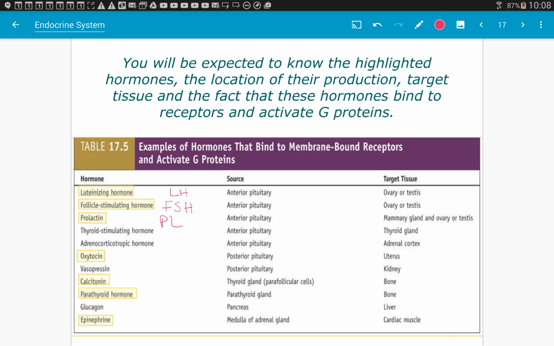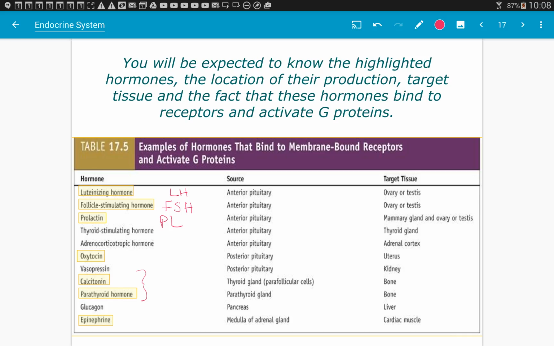Then oxytocin, calcitonin. We've heard of calcitonin before. It's one of the hormones that helps regulate blood calcium levels, along with parathyroid hormone. Okay, those two are involved with blood calcium levels, and then epinephrine.